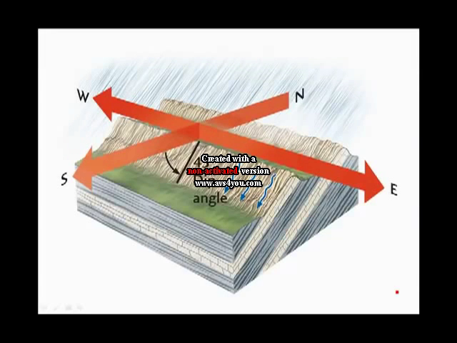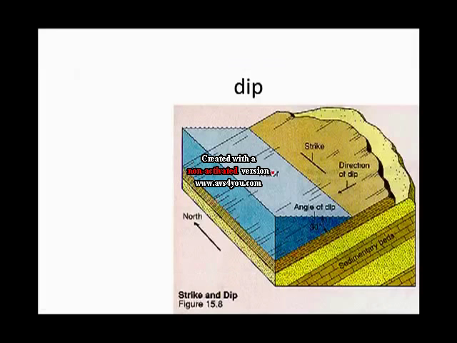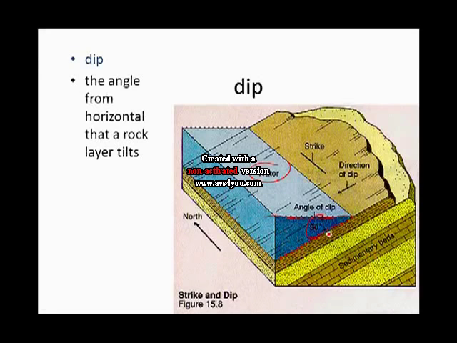A very easy way to remember what the dip is, is to imagine that it's raining out and that water is dripping down the rock. The direction in which water is dripping is the dip, and the dip is measured from a horizontal surface. Here we have a horizontal surface represented by the top of a body of water. And you can see that the angle from that horizontal surface to the tilting rock layers is 30 degrees. So once again, the dip is the angle from the horizontal that a rock layer tilts.